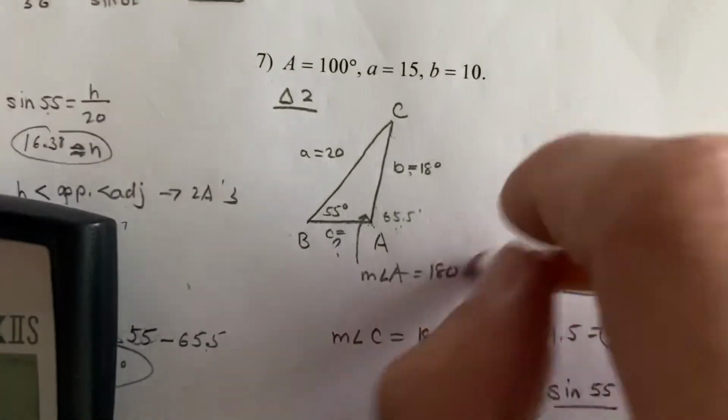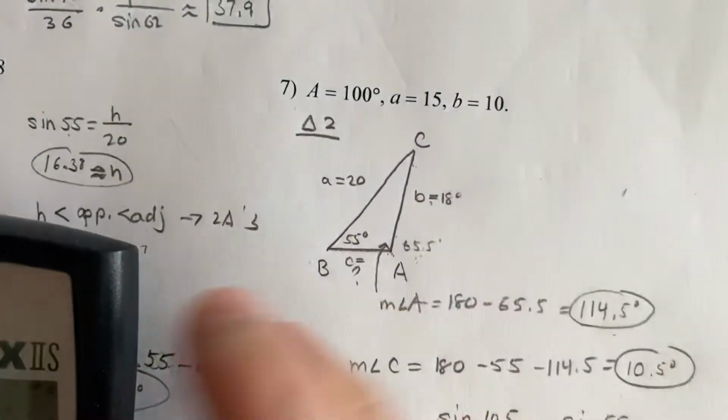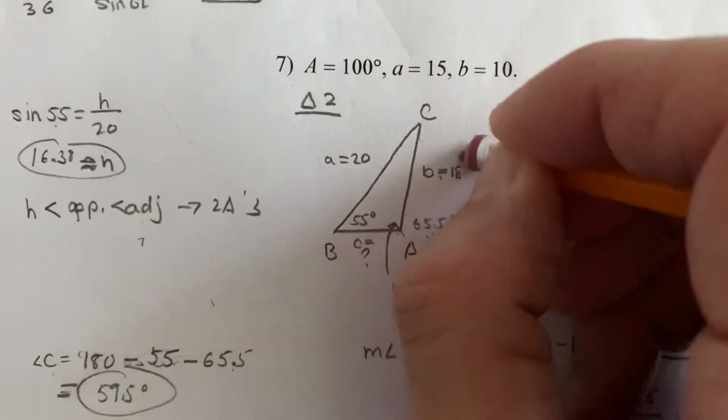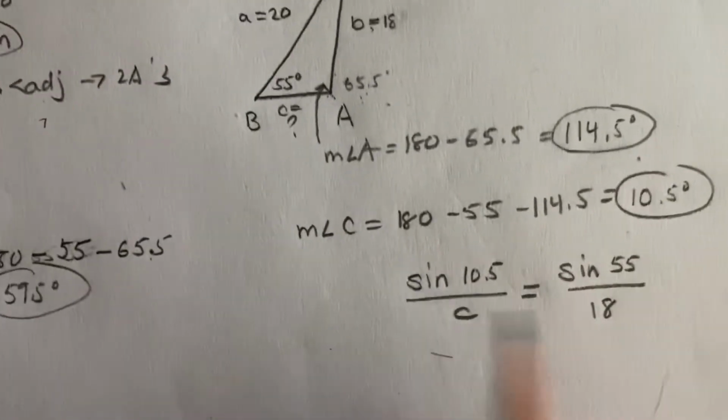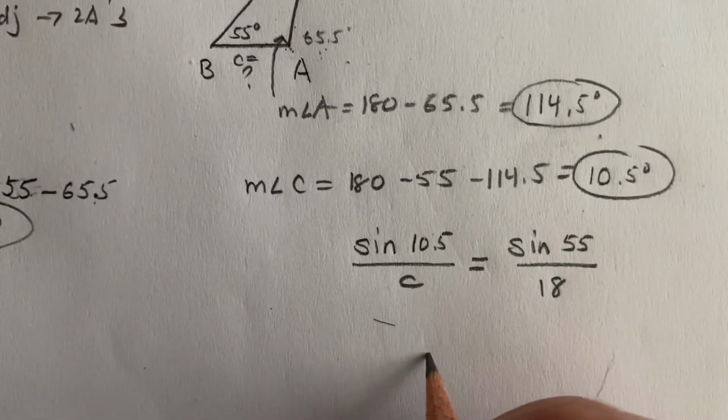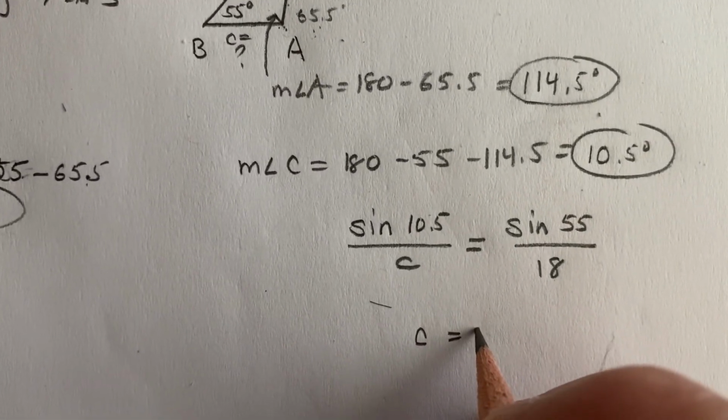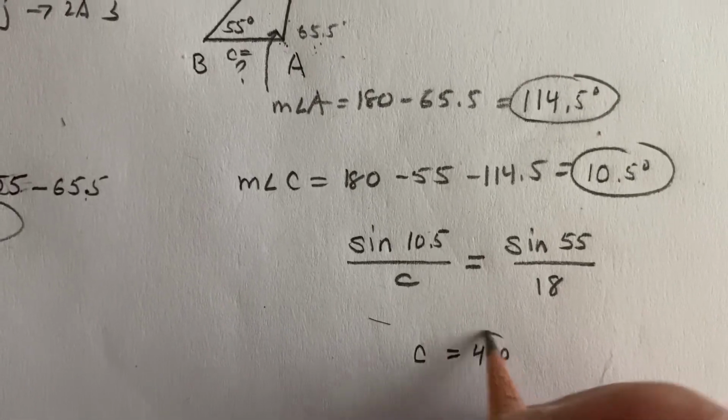Sine of 55 over, this should be 18 over here. I don't know why I wrote 18, that looks like a degree symbol. It's 18 over 18. Okay, so you can cross multiply and solve for little c. Without showing the work, you should get approximately 4.0.